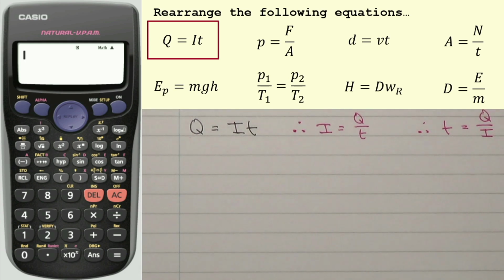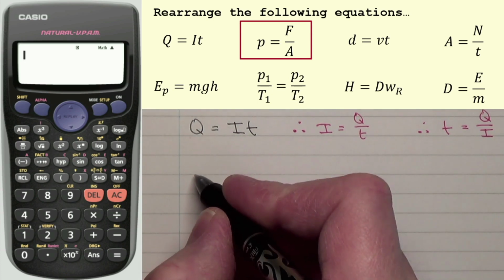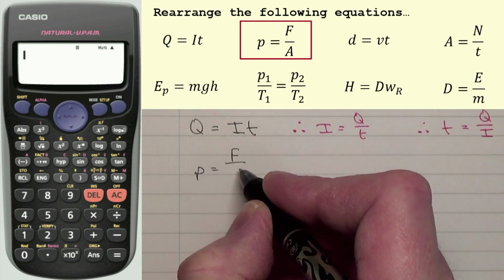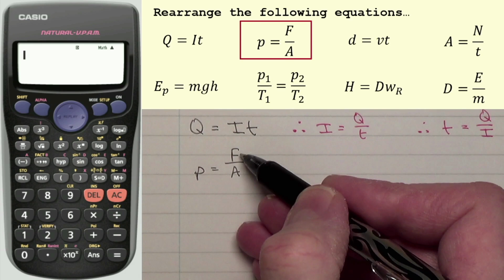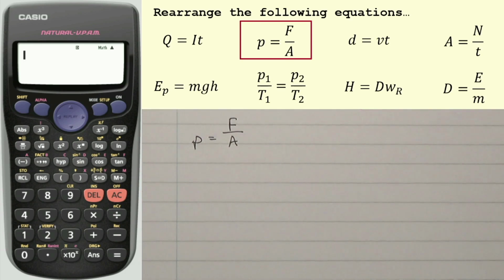Now, let's look at the second equation. So this is P is equal to F over A. Now, what I would like you to do is to rearrange in order to make, first of all, F the subject of the equation, and second of all, make A the subject of the equation. So this is our equation here, and if you pause now and then start when you're ready.